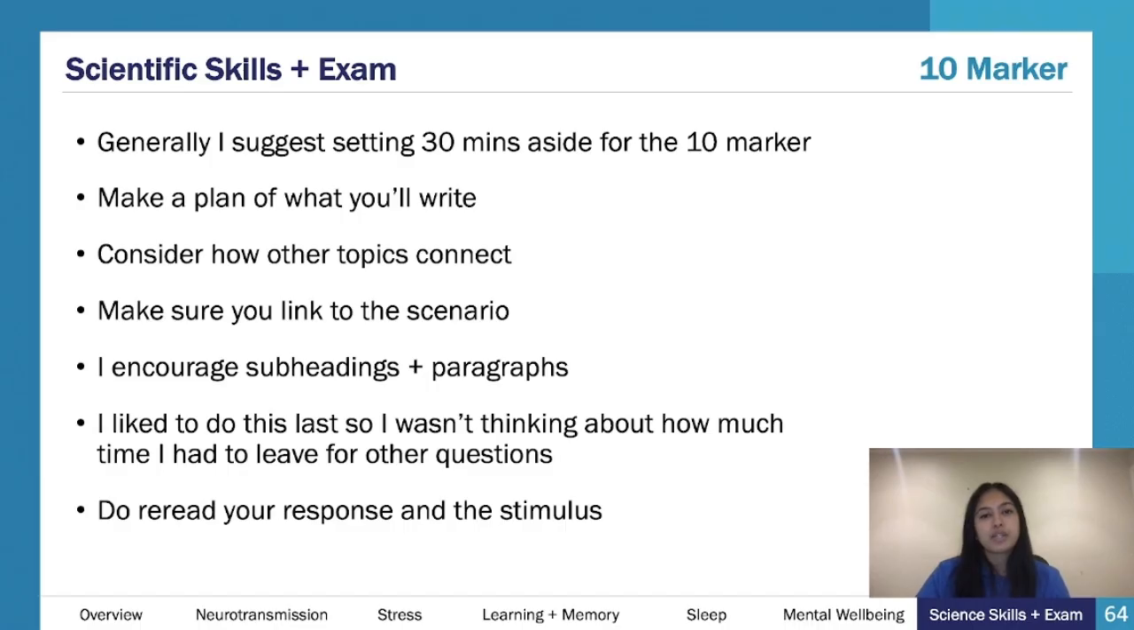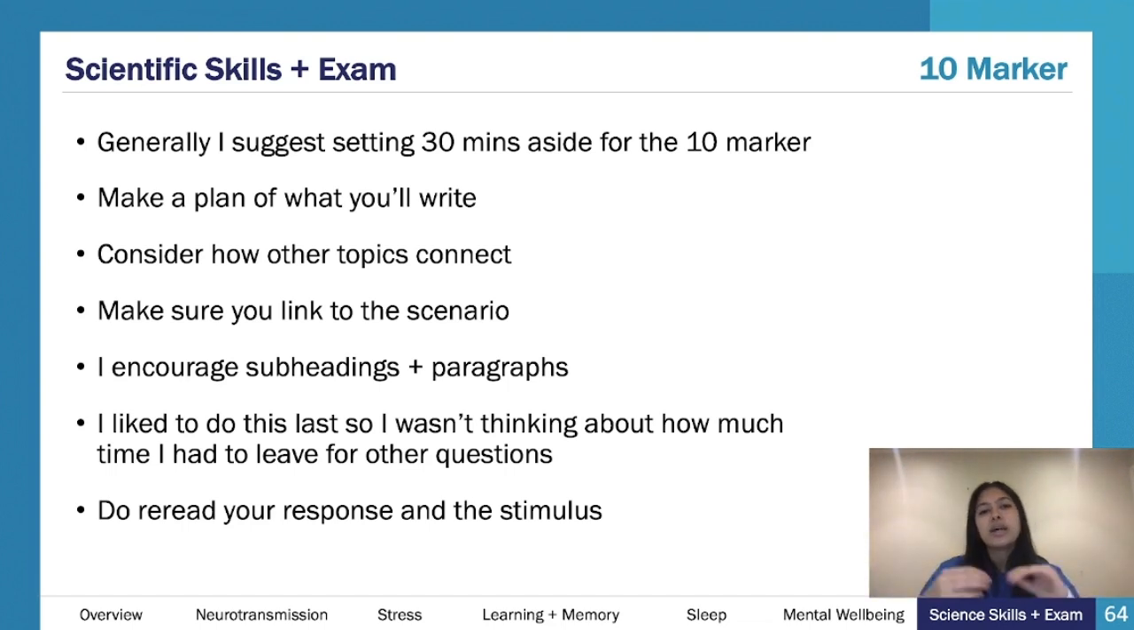In terms of the 10 marker, I said about 30 minutes for it. Please, if there's one thing you do, make a plan, and also use subheadings. This is something that Vika has said in terms of paragraphing. I personally paragraphed. I don't think I wrote subheadings, but subheadings can make things clearer. So either paragraph and or use subheadings, but let there be flow, let there be logical progression through your 10 marker.